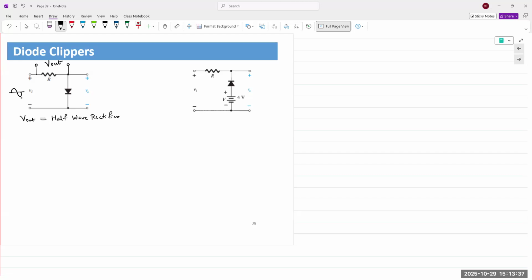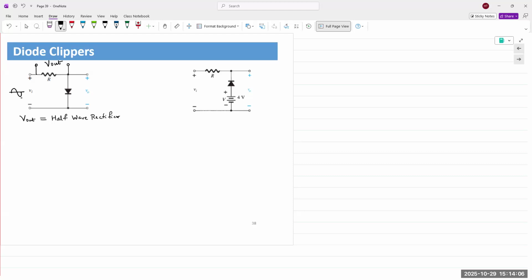So that's what I was just talking about. So what if you take the output across the V out? Where have we seen that circuit before? It's a half-wave rectifier. It's a clipper circuit. It also could be a clipper circuit across the resistor. So a half-wave rectifier is a clipper circuit because it's clipping the negative half cycle, right?